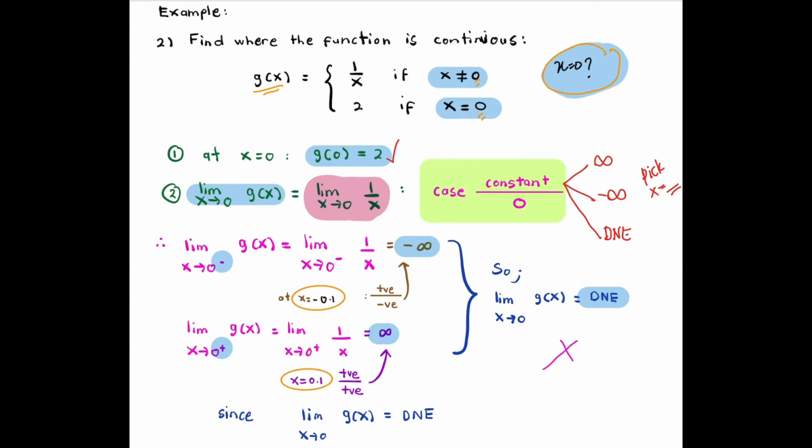So let's rewrite here 1 over x. So this is the case of constant over 0. So when you have constant over 0, your answer can be positive infinity, it can be negative infinity, and it can also be does not exist.